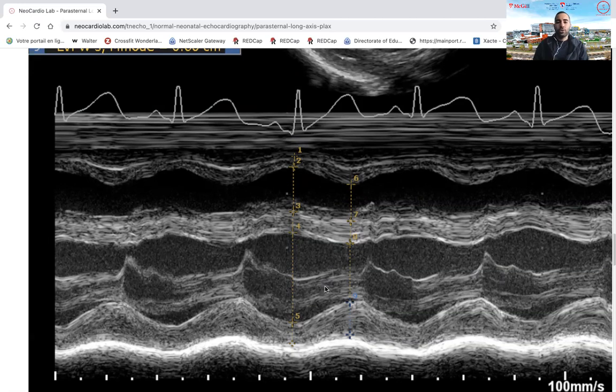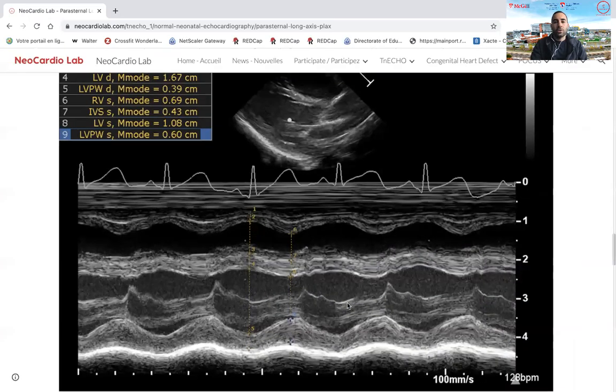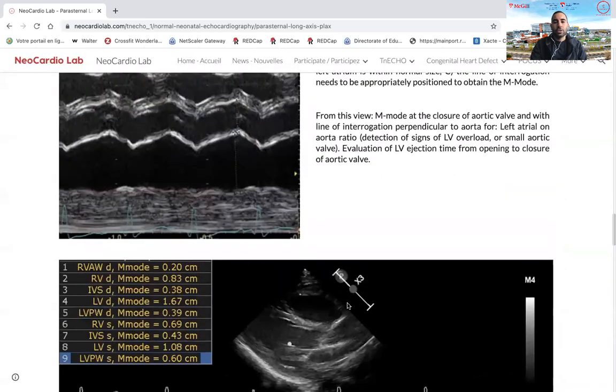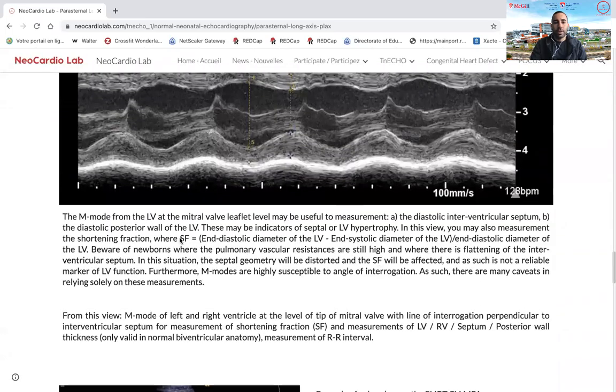And you can also use the M mode to calculate what we call the shortening fraction, which is basically comparing the diameter at the end of diastole when the LV is completely filled to the diameter at the peak of systole when the LV is completely contracted. And so you will find the equation of the LV shortening fraction here, which is the end diastolic diameter of the LV minus the end systolic diameter of the LV divided by the end diastolic diameter of the LV, which allows you to calculate the shortening fraction.